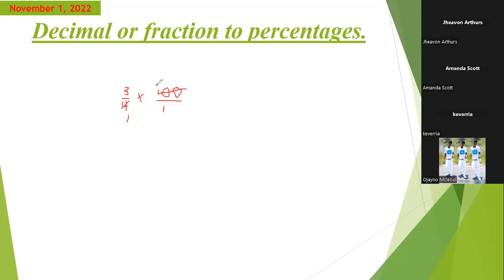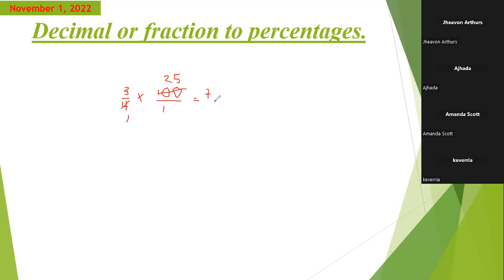anybody? How many times do you get 4 out of 100? 25, sir. 25, all right. So here in the numerator we multiply 3 times 25. We get 75. The denominator, if we multiply the 1, we get back 1. So this would actually be 75 over 1.